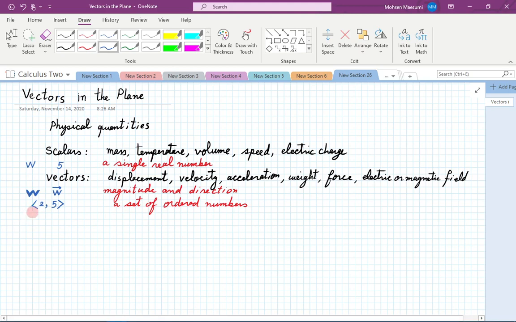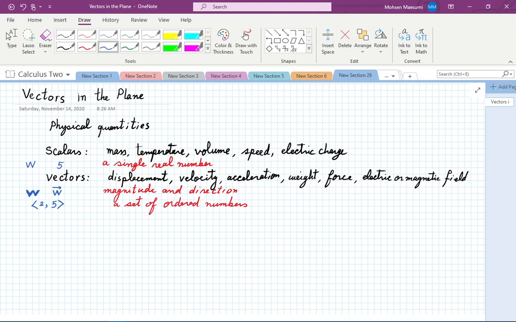Another notation that we are going to use are these angle brackets. So a vector is going to have several components, in this case two components where we are in the plane. So you start with the left bracket, one number, comma, second number, and then a right bracket. That's going to be another notation that we have. There's still going to be some other notation. We are going to talk about that later on.